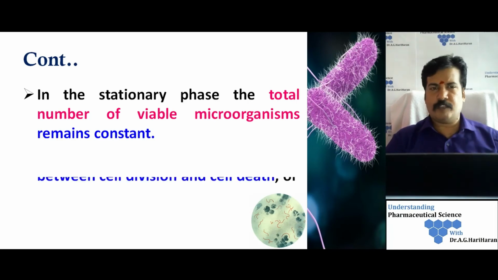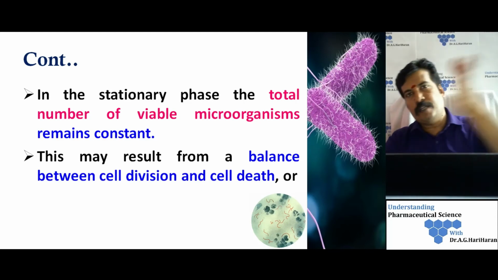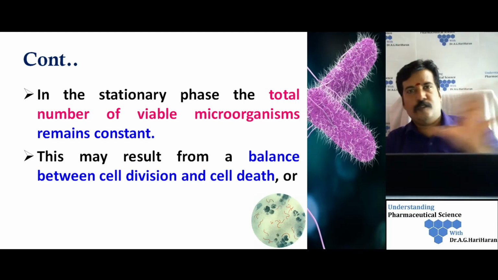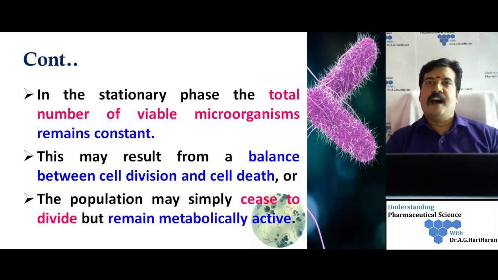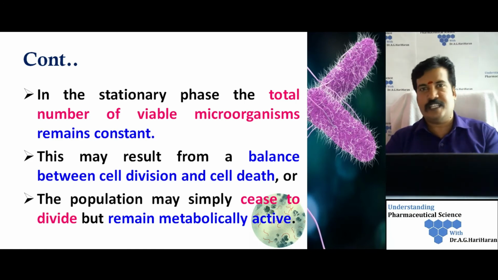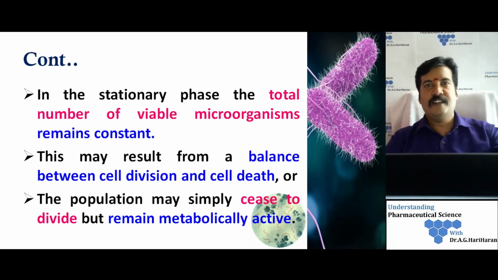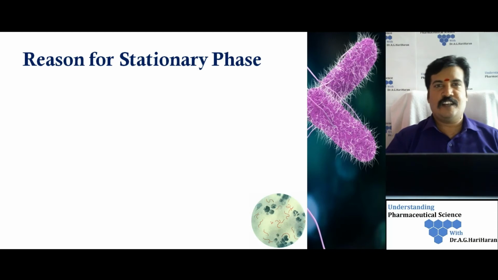It is because of two reasons. One, the number of cell divisions will be equal to the number of cell deaths. So it will lead to a stagnant state. Otherwise, the cells stop dividing but are surviving. That is, they are metabolically active, but they don't go for cell division. They are only surviving. There also we can see the total number of viable cells will be stagnant. So this leads to a stationary phase.